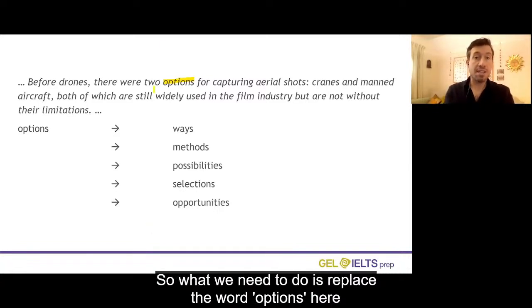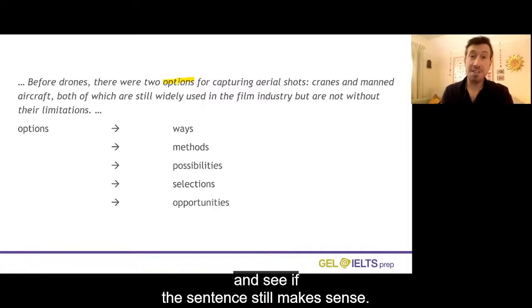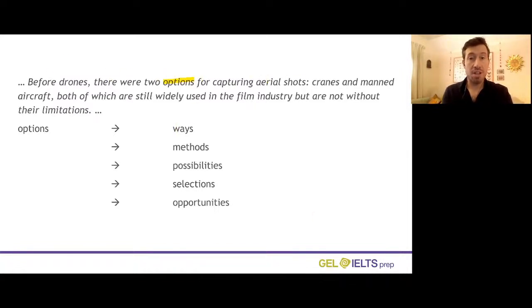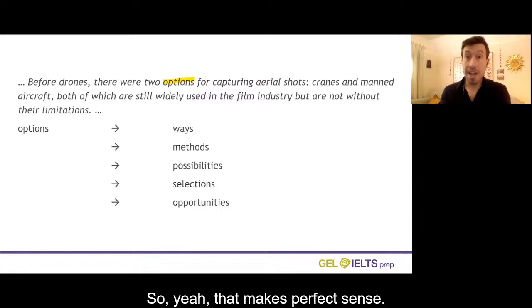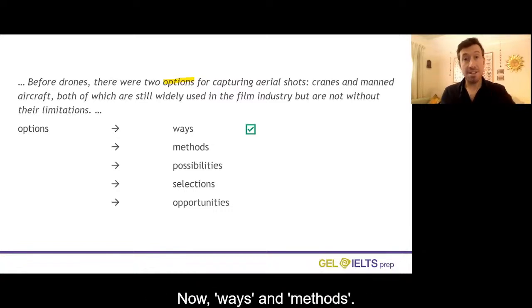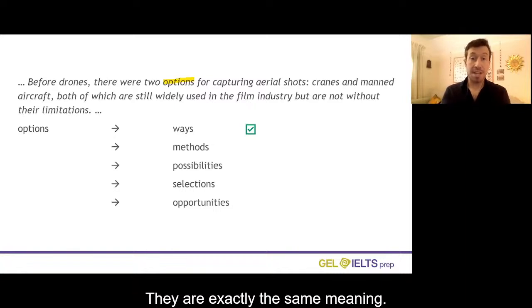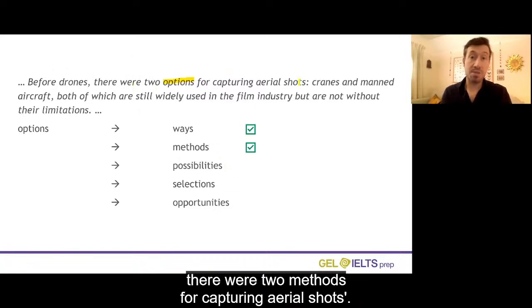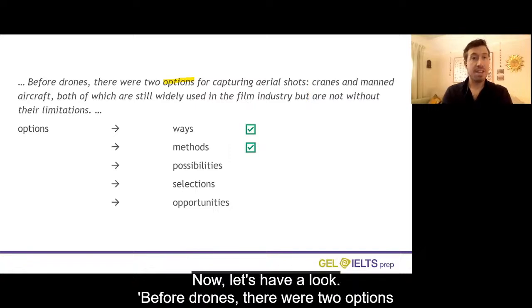What we need to do is replace the word options here and see if the sentence still makes sense. Before drones, there were two ways for capturing aerial shots. A way is how you do something, so that makes perfect sense. Ways and methods have exactly the same meaning, so methods would also be a synonym here. You could say, before drones, there were two methods for capturing aerial shots. That works perfectly.